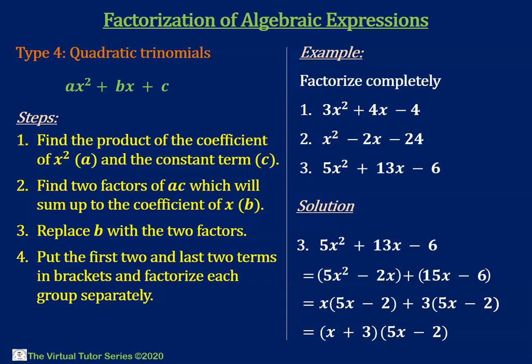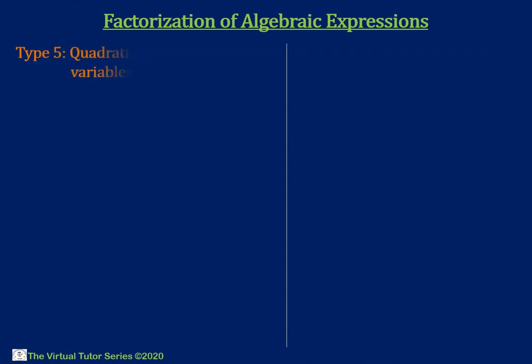Let's move on to the factorization of quadratic trinomials with two variables of the form ax squared plus bxy plus cy squared, where x and y are variables. A is the coefficient of x squared, b is the coefficient of xy, and c is the coefficient of y squared. We can factorize an expression of this form using similar steps in factorizing quadratic trinomials with one variable.